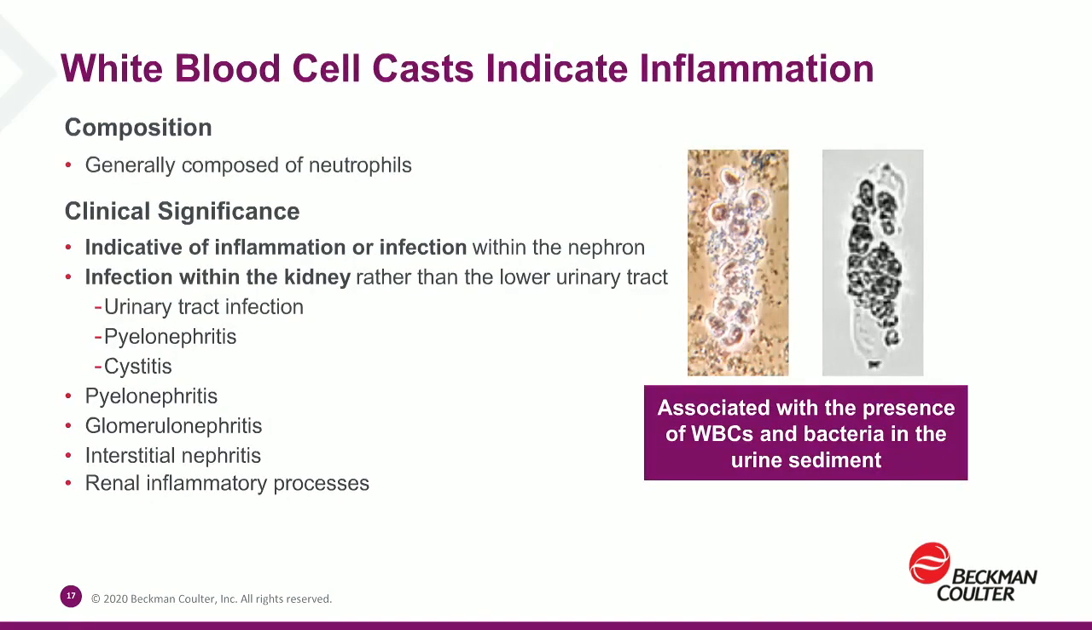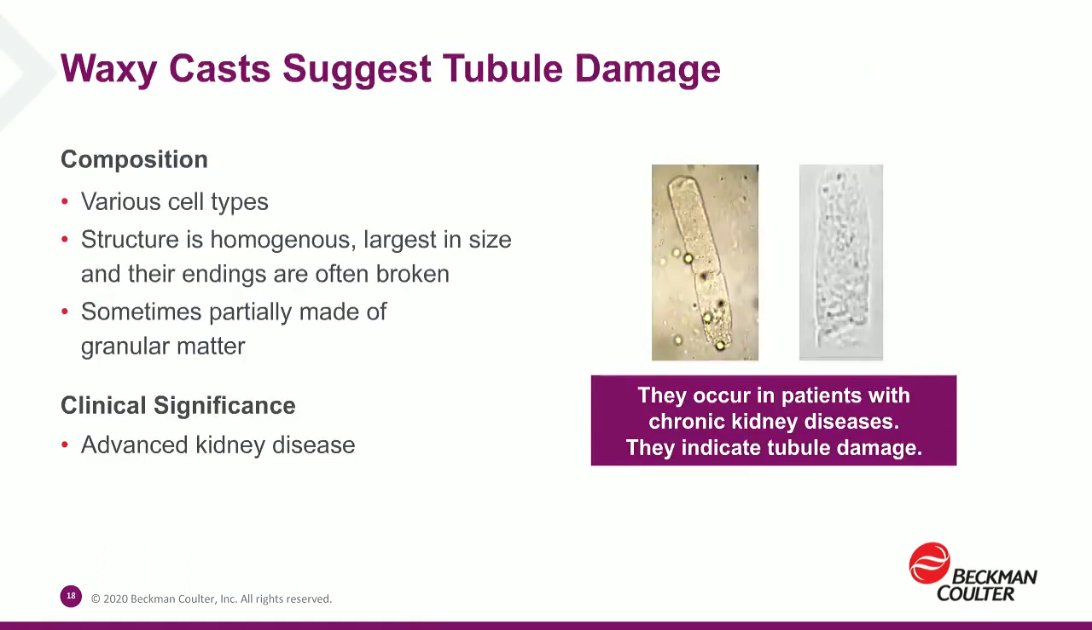White blood cell casts are primarily composed of neutrophils. White blood cell casts are clinically significant for infection or inflammation within the nephron or infection within the kidney, to include such conditions as urinary tract infection, pyelonephritis, and cystitis. Waxy casts suggest tubule damage. They are composed of various cell types. These are the largest type of casts, and they are clinically significant for advanced kidney disease.